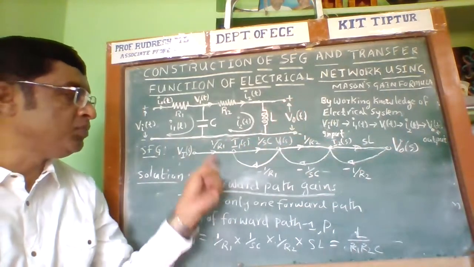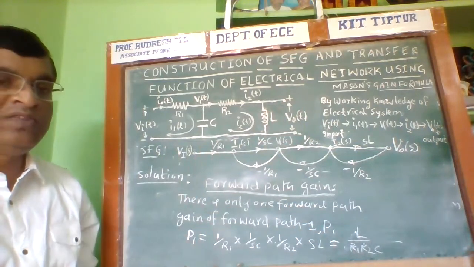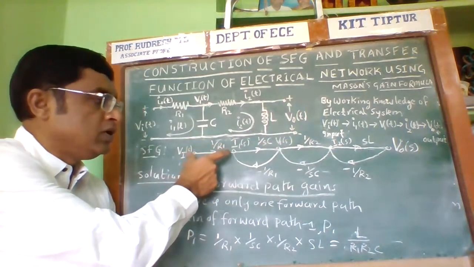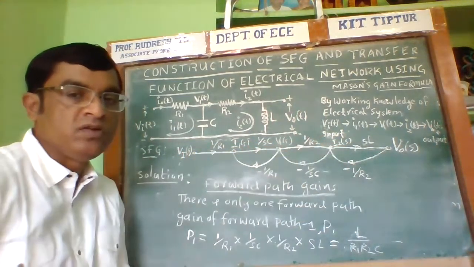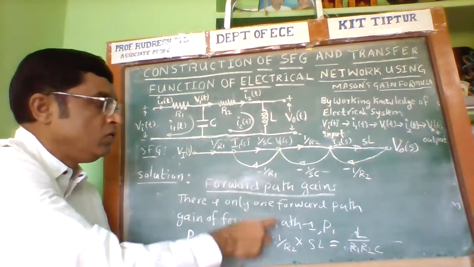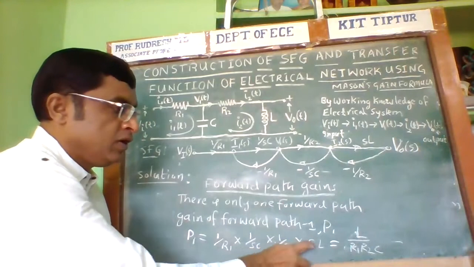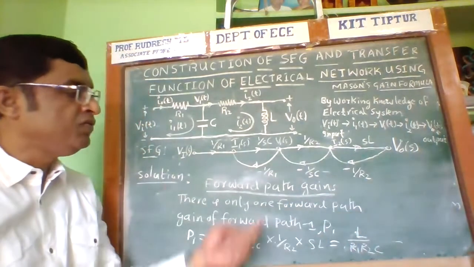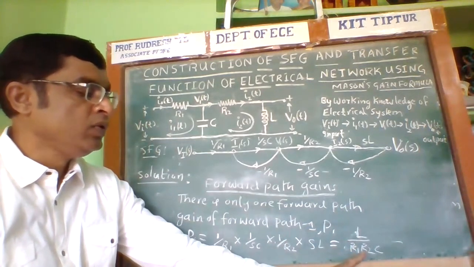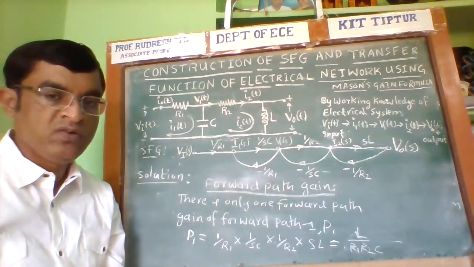The gain of the forward path 1 is denoted by P1. Now what is P1? The gain of the forward path is the product of the branch transmittances. So we need to multiply 1 over R1 into 1 over SC into 1 over R2 into SL. Therefore this S and this S get cancelled, and the value of P1 is equal to L divided by R1 into R2 into C. This is the gain of the first forward path.